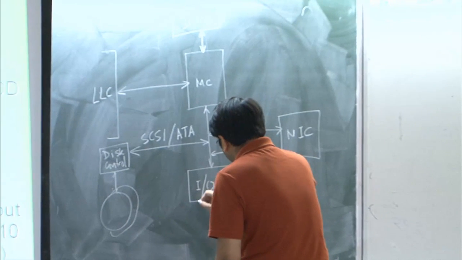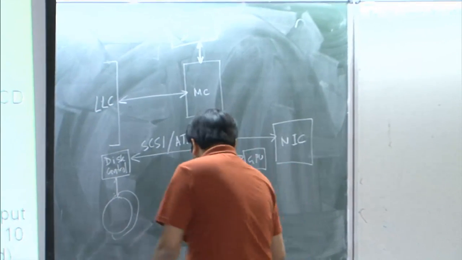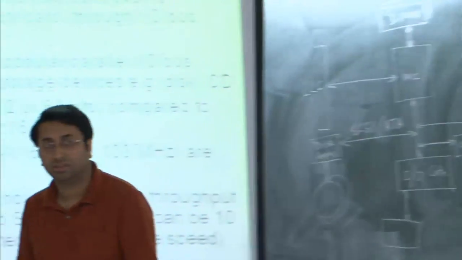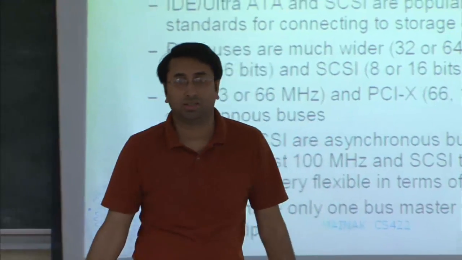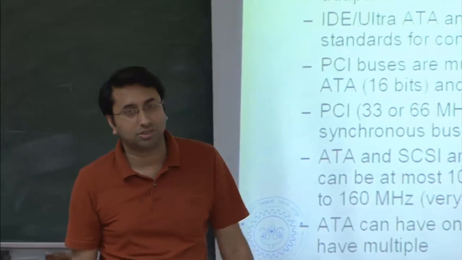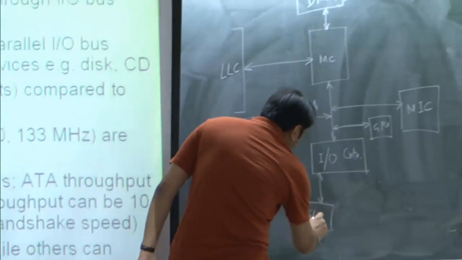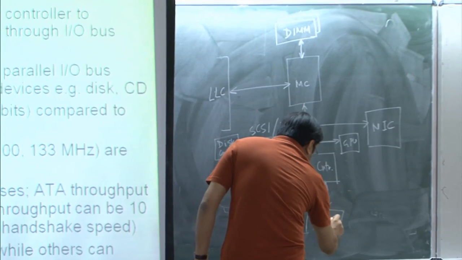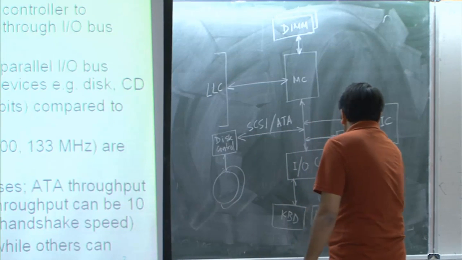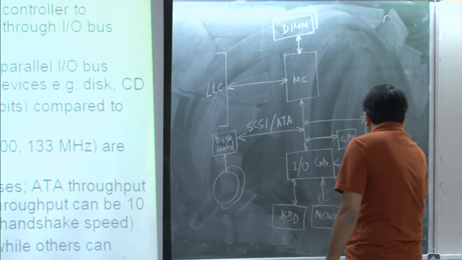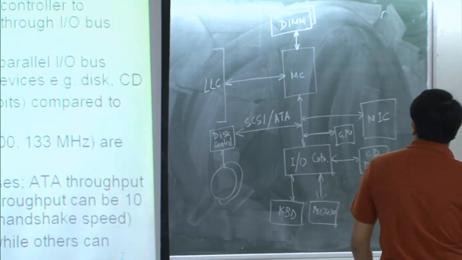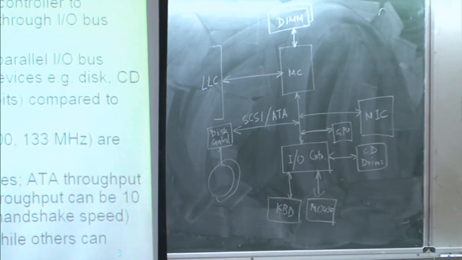And your IO controller also connects to the other IO devices, like an IO device that we use frequently. That's probably one of the most important things. Keyboard, right? Your mouse. CD drives. Printer, exactly. Yes, yes. So various other things. Okay, so this is what it roughly looks like.